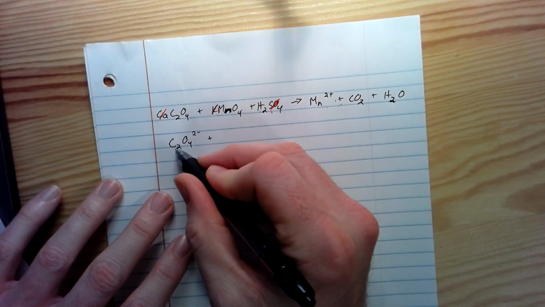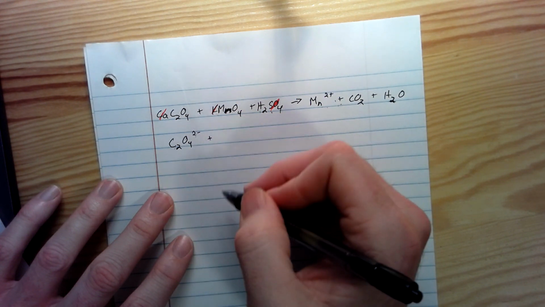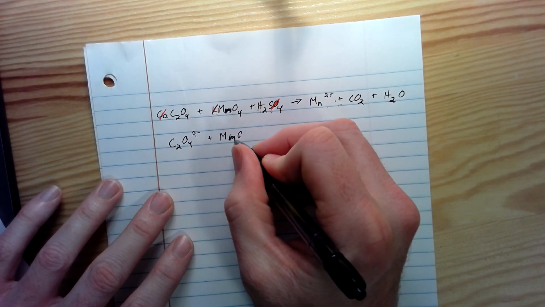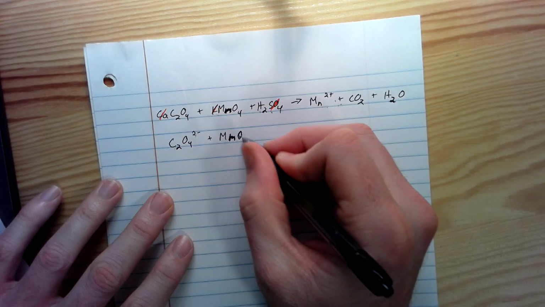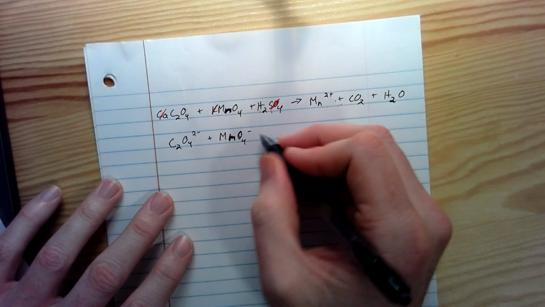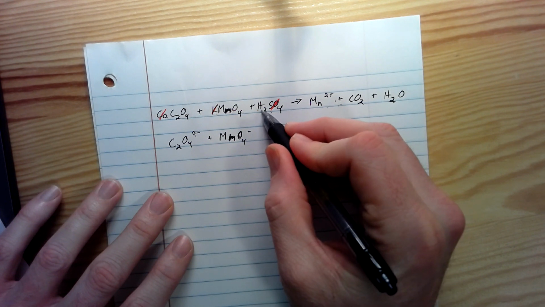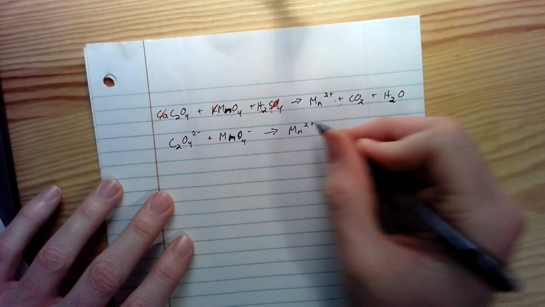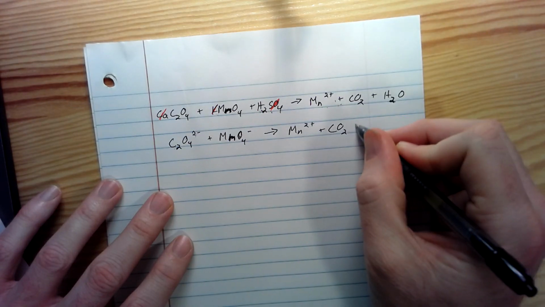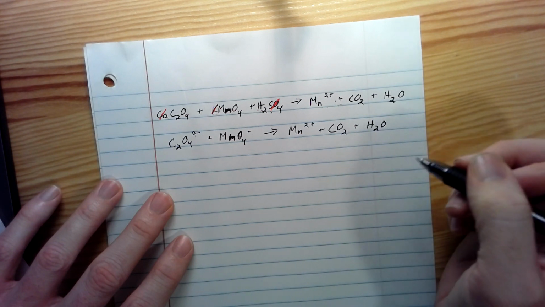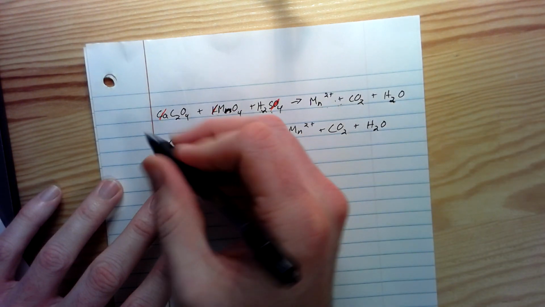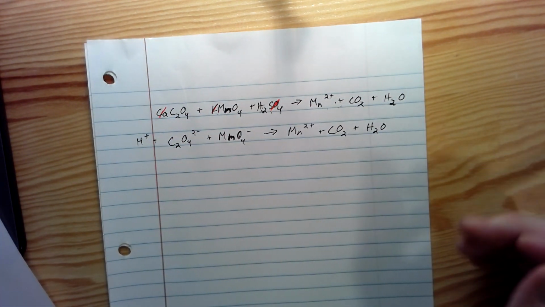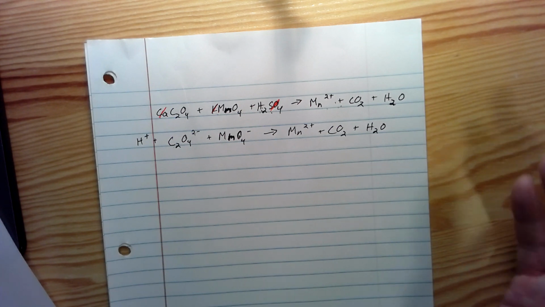So we're going to have oxalate, C2O4 with the 2- charge. We're going to have MnO4 with the minus charge. And we're going to have Mn2+. We're going to have CO2. Let's go ahead and keep that water. Okay, so let's just say we had that hydrogen there. We'll just keep the hydrogens. It's still not correct, but it simplifies it a little bit.